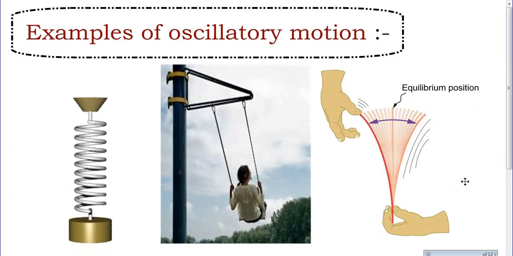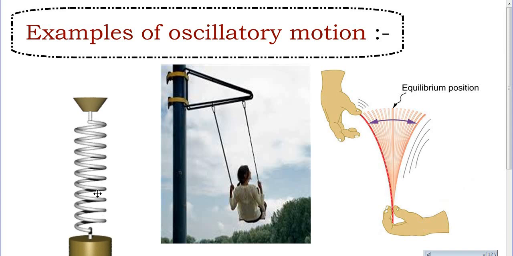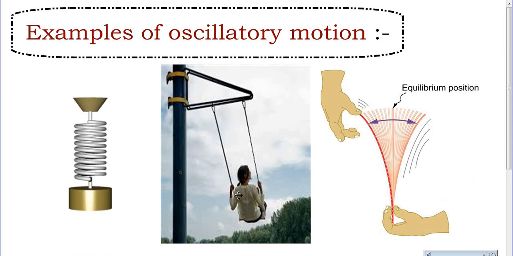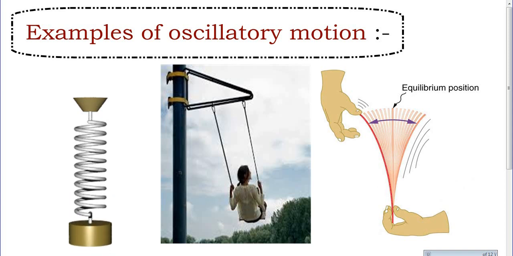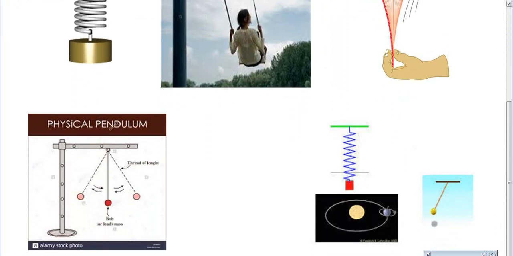Examples of oscillating bodies or oscillatory motion. The first example is a spring. The second is a swing. The third is a tuning fork. And the common example is the pendulum.